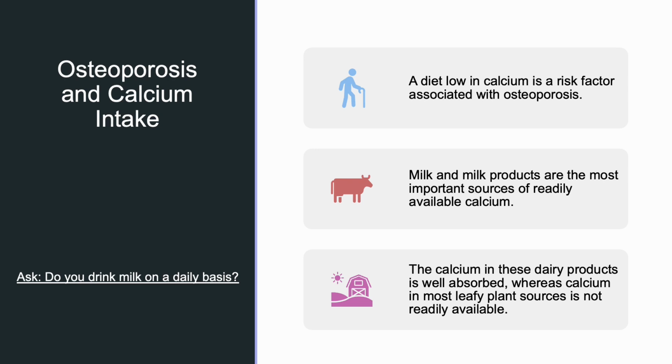Okay. Milk and milk products are the most important sources of readily available calcium. Calcium in dairy products is well absorbed, whereas calcium in most leafy plants is not readily available. Remember, vitamins A, D, E, and K are all fat soluble. I can go into toxicity over these, or I can go into severe deficiency. Either way, fat soluble vitamins stay in longer, which is a good thing, but they also make a bigger damage point if we have a deficiency of it, by way of breaking down your bones, eating little holes in it, which is kind of a big deal, all right?